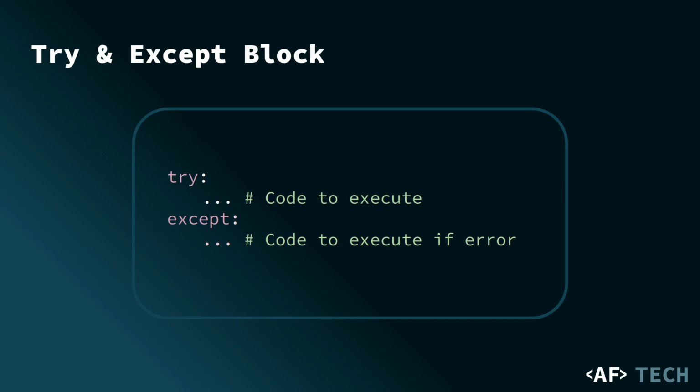The primary tool for handling exceptions in Python is the try except block. Here's how it works. You put the code you want to try executing inside a try block. If an exception is raised or an error occurs while the try block is executing, it immediately transfers to the except block. Let's demonstrate this concept with a simple example.